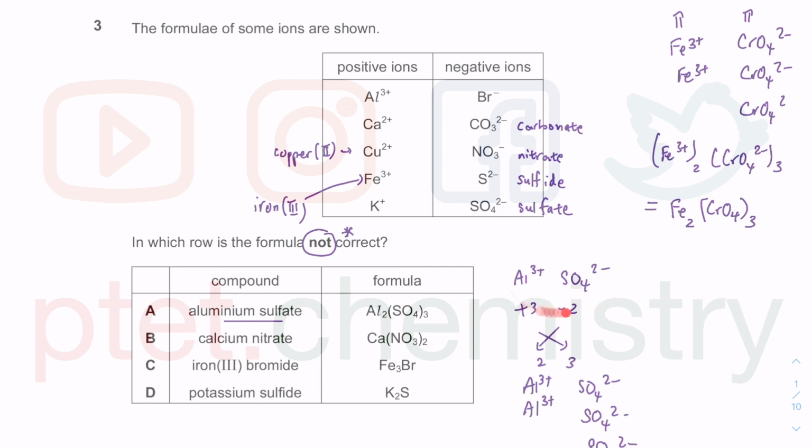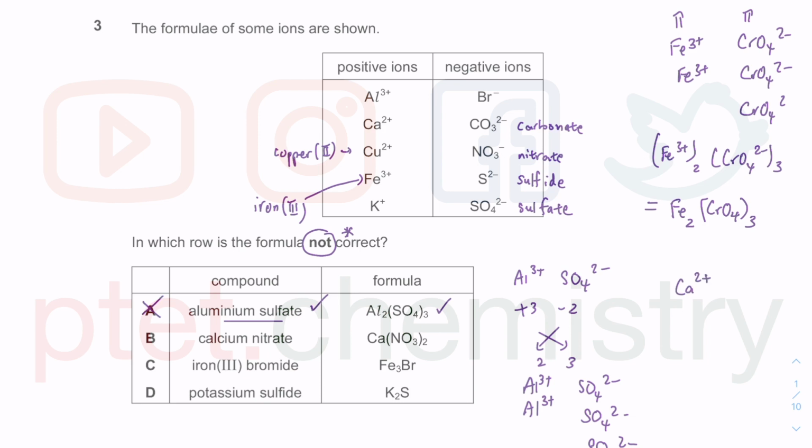That's why the overall compound has no charge, even though it's an ionic compound, because the total charge of the cation must cancel out the total charge of the anion. Compound has no charge. 2 of the aluminium 3 plus, 3 of the sulfate. This is correct. A is not the answer.